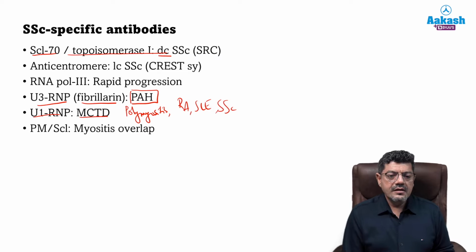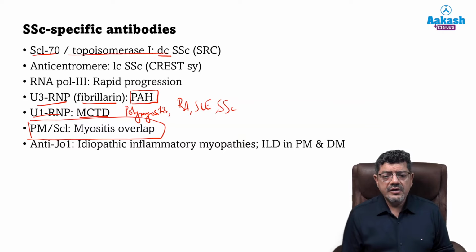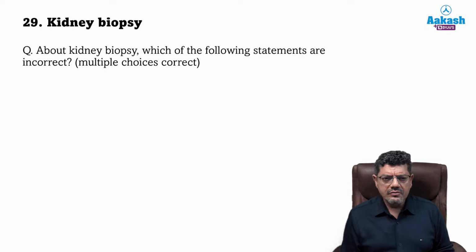Okay, then this is the antibody that they had asked you. How do you know that this is a scleroderma myositis overlap? The Jo1 antibody is seen in idiopathic inflammatory myopathies and in ILDs. Those patients with polymyositis and dermatomyositis who go on to develop interstitial lung disease will also have anti-Jo1 antibodies.